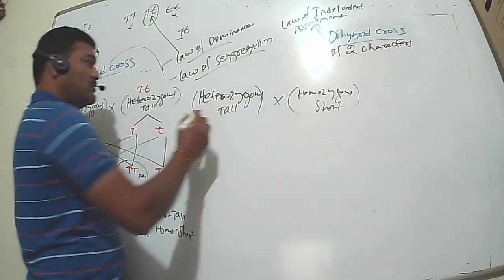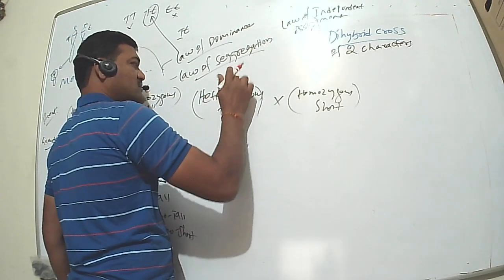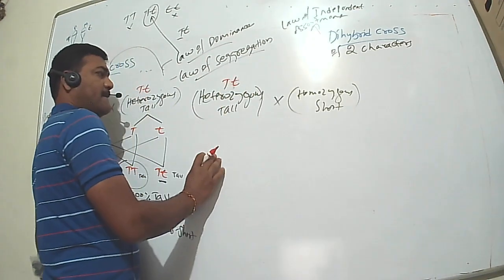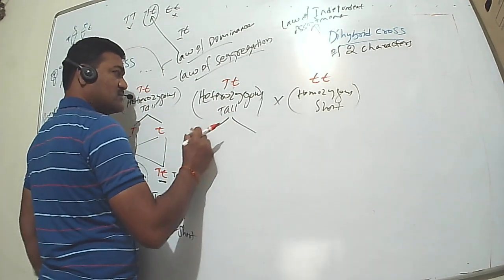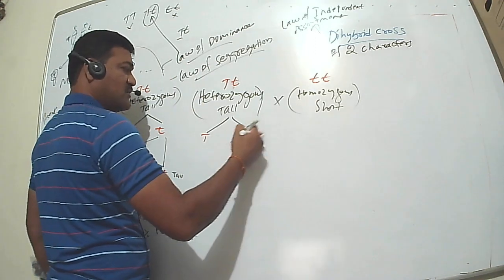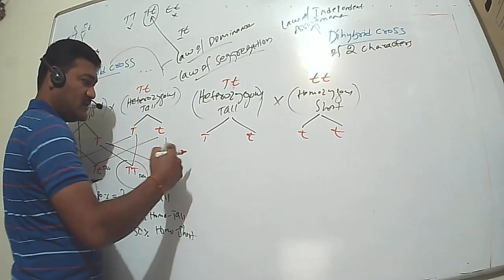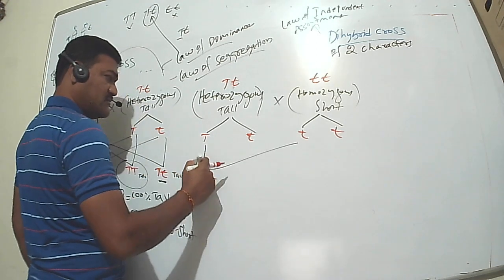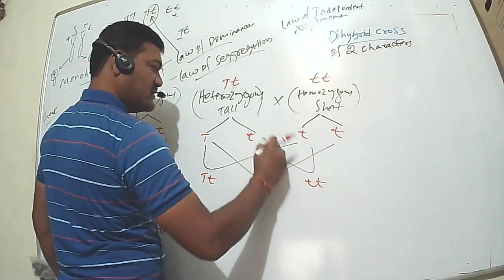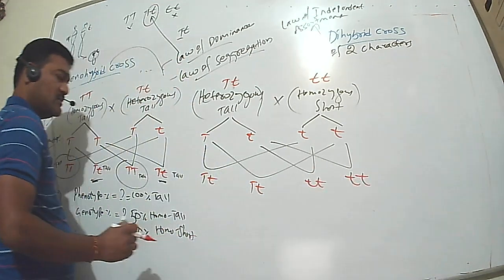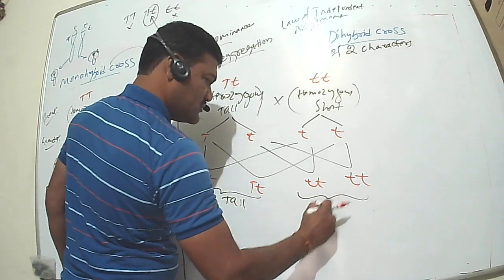Right, so heterozygous tall is capital T small t, and homozygous short is small t small t. So what gametes can it produce according to the law of segregation? Capital T and small t here, and small t here. If this fertilizes with this, I'll get capital T small t, and this with this, capital T small t, and this with this, small t small t, and this with this, small t small t. So what do you get here? These are tall and these are short.